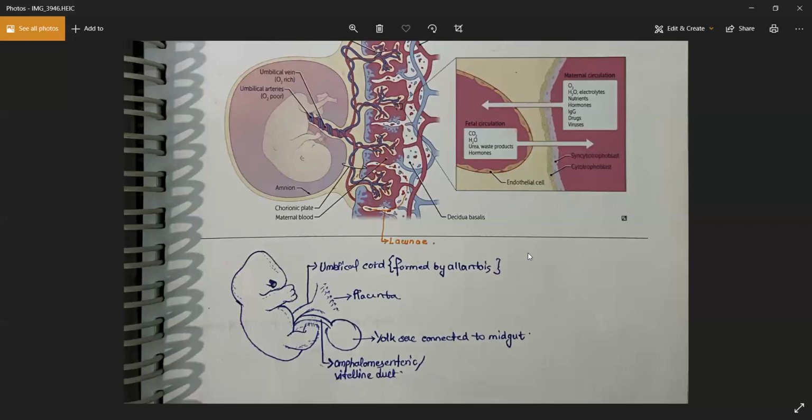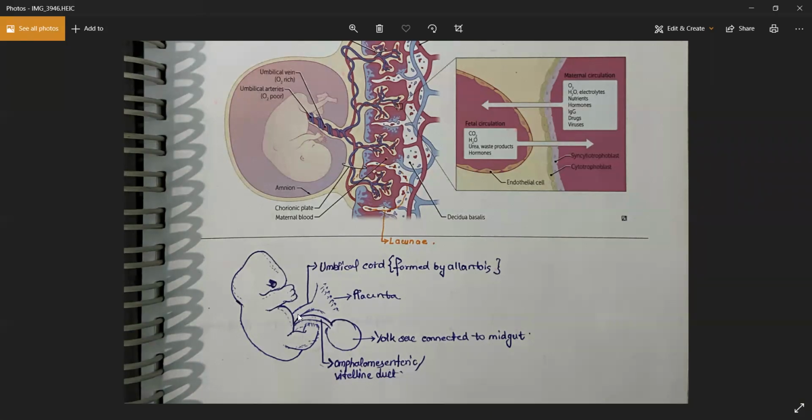This is the yolk sac which supplies all the nutrition to the fetus. At the very initial stage, when the placenta is not yet developed, the yolk sac will be supplying all the nutrition to this fetus, and it is connected to the midgut by the omphalomesenteric duct. So this is the omphalomesenteric duct connecting my fetus to the yolk sac.